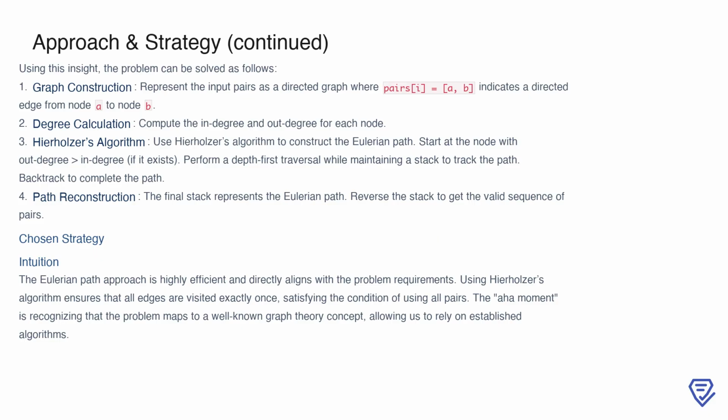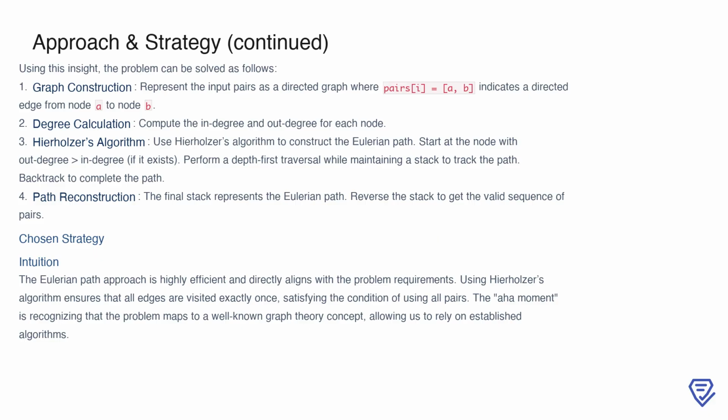This algorithm starts from a node with out-degree greater than in-degree, if such a node exists. From there, we perform a depth-first traversal while maintaining a stack to track the nodes visited along the path. When we backtrack, we add nodes to the final path. Once the traversal is complete, the stack contains the Eulerian path in reverse order. By reversing the stack, we obtain the valid sequence of pairs that meets the problem's requirements.